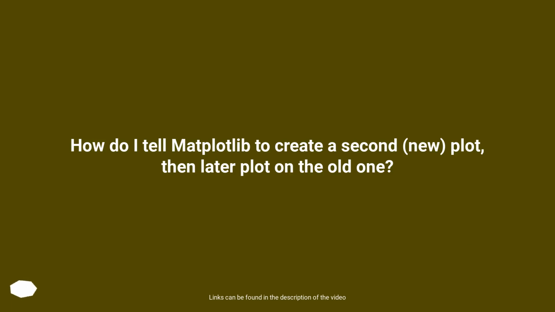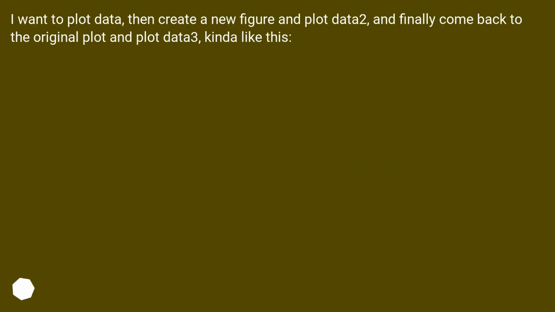How do I tell Matplotlib to create a second, new plot, then later plot on the old one? I want to plot data, then create a new figure and plot data 2, and finally come back to the original plot and plot data 3, kinda like this.